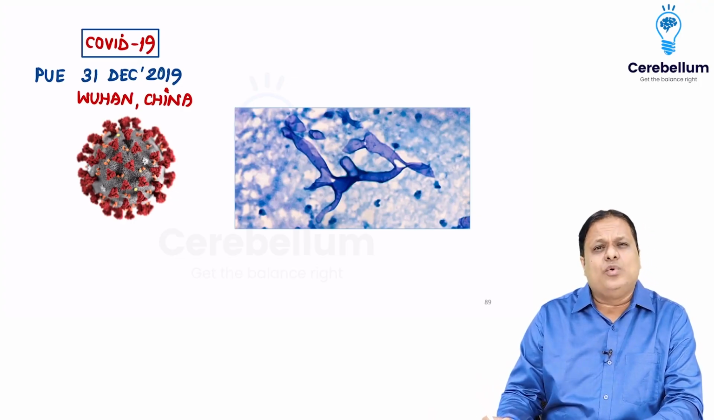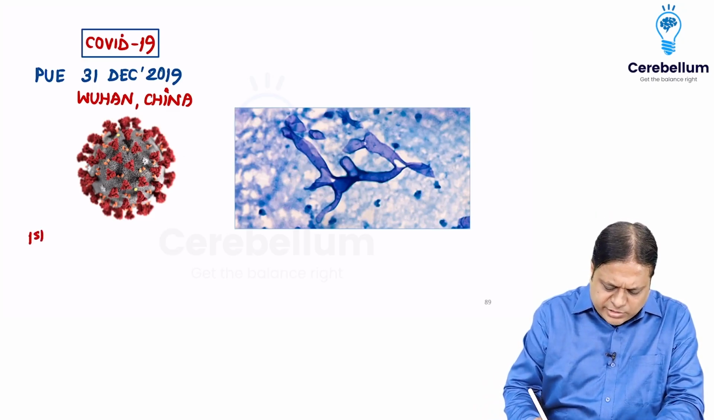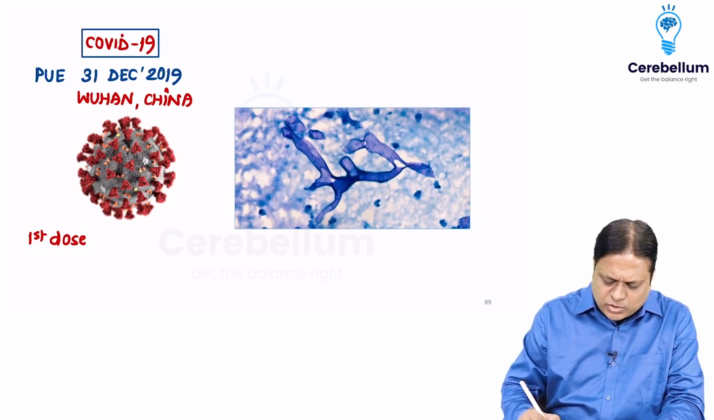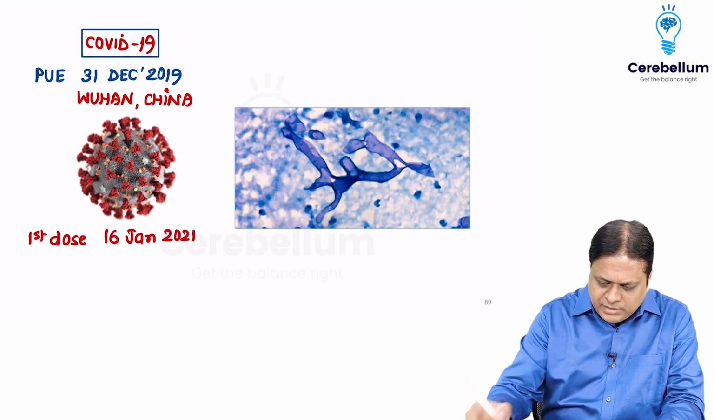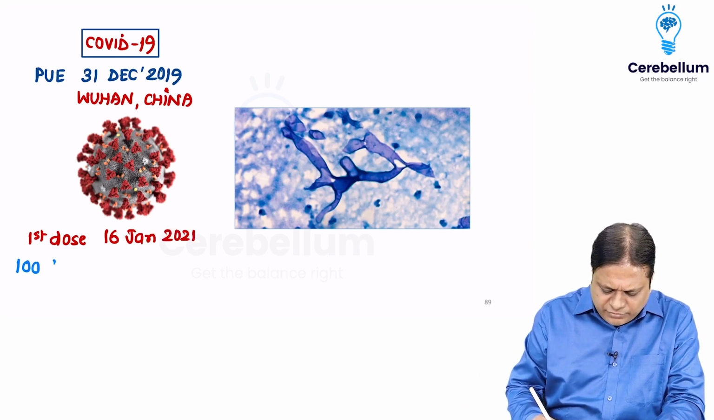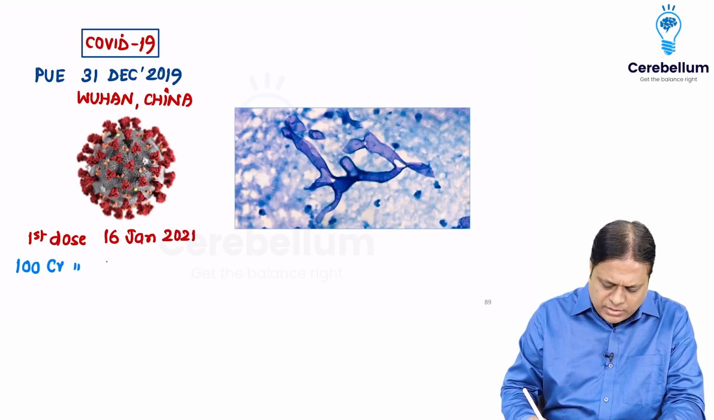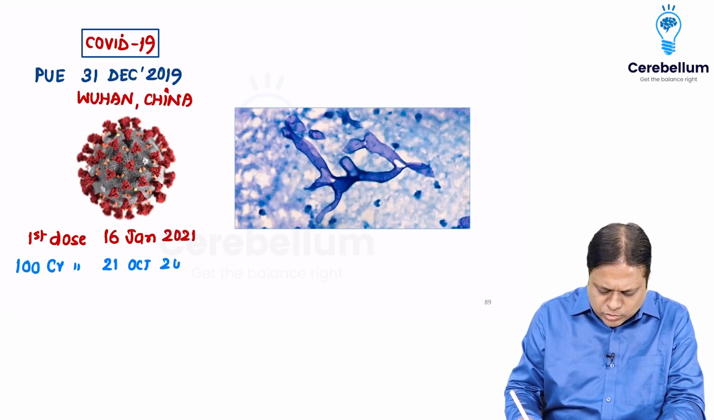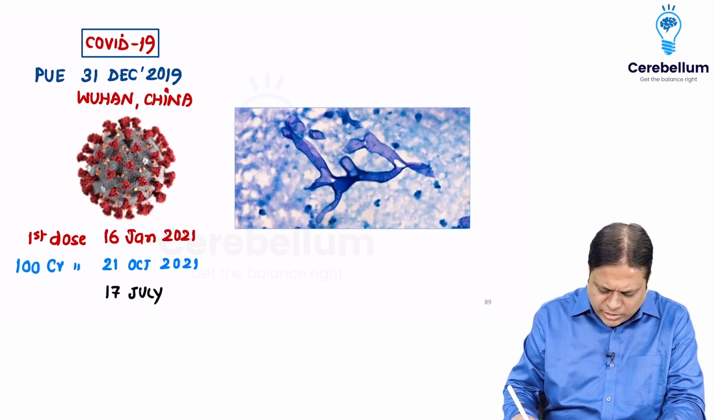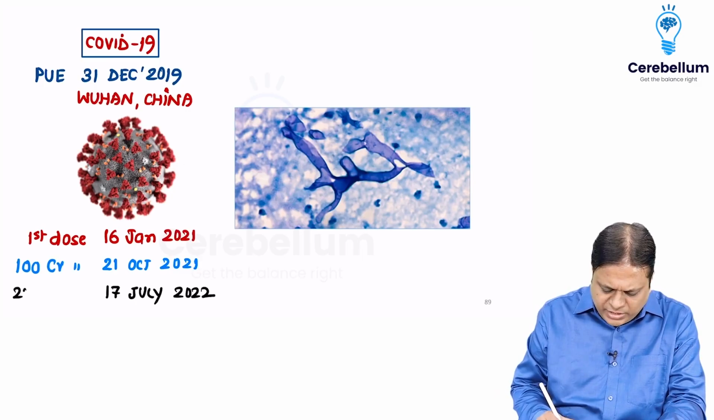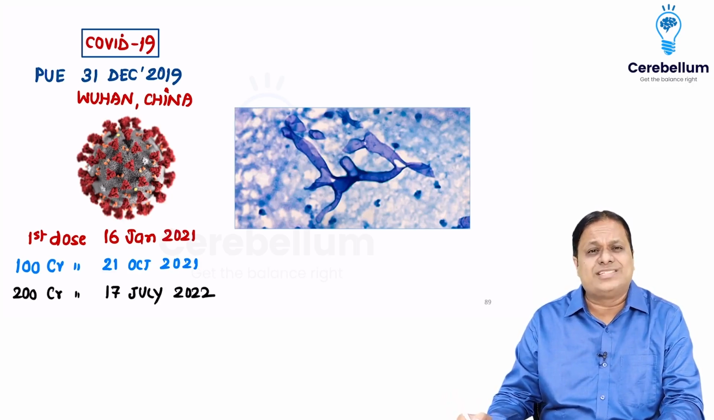Now, when we started COVID vaccine immunization with Covaxin and Covishield in our country, the first dose was on 16th of January 2021. We were able to achieve 100 crore doses milestone same year on 21st October 2021 and subsequently on 17th July next year, we achieve the milestone of 200 crore dose of vaccination in the country.